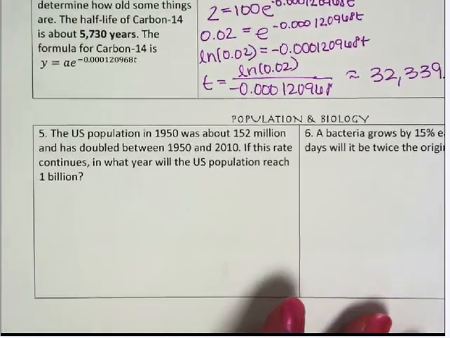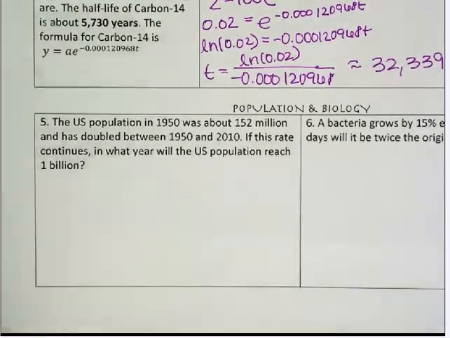Okay, 2 more problems. The U.S. population in 1950 was about 152 million, and it has doubled between 1950 and 2010. That is true. I looked it up. If this rate continues, in what year will the population reach 1 billion? Let's hope our population doesn't get that big, right?